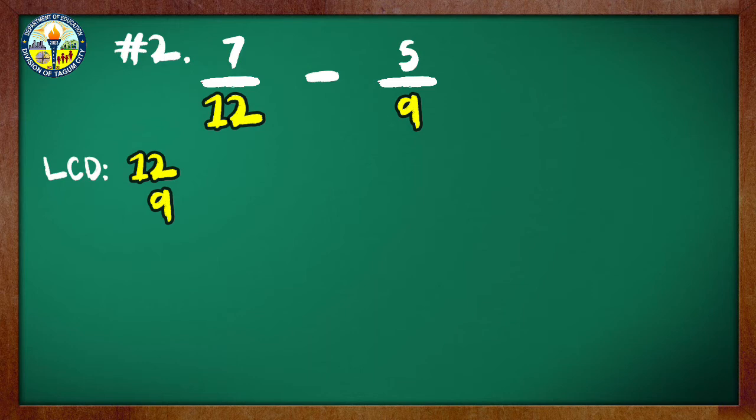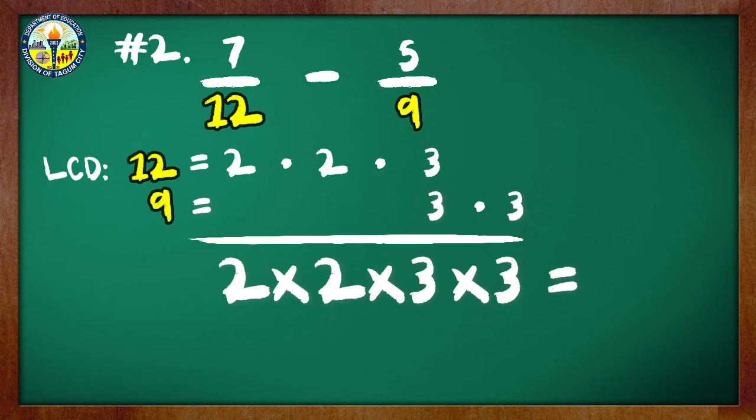So what are the prime factors of 12? You're right! 2, 2, and 3. What are the prime factors of 9? You're right! 3 and 3. Copy each common factor and bring down the non-common factors. Then multiply all the prime factors and the product is the LCD. So the LCD is 36.